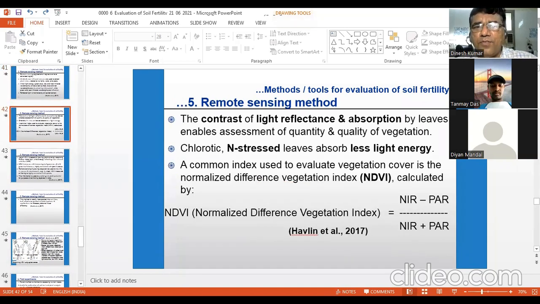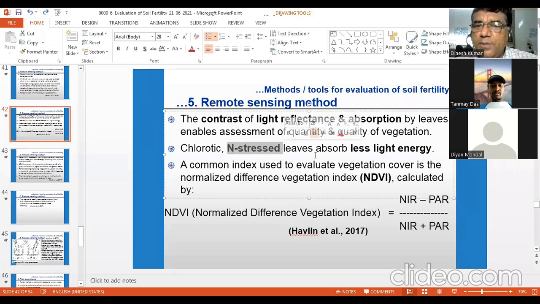The contrast of light reflectance, which is mostly green light and infrared, and absorption, mostly blue and red light, by leaves enables assessment of the quantity and quality of vegetation. Chlorotic, nitrogen-stressed leaves absorb less light energy. If there is chlorotic nitrogen stress, the leaves absorb less light energy.